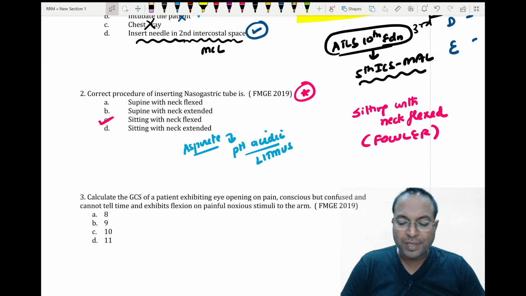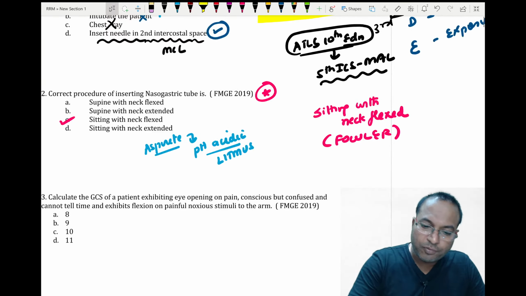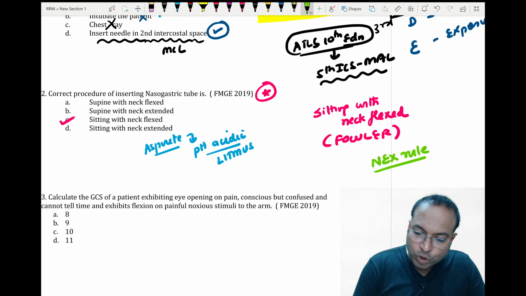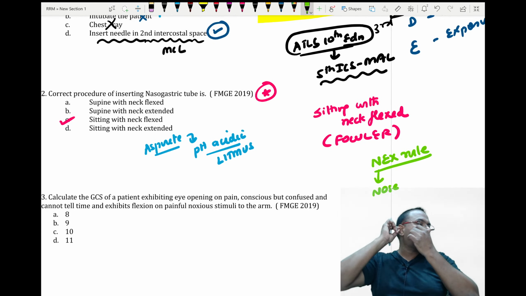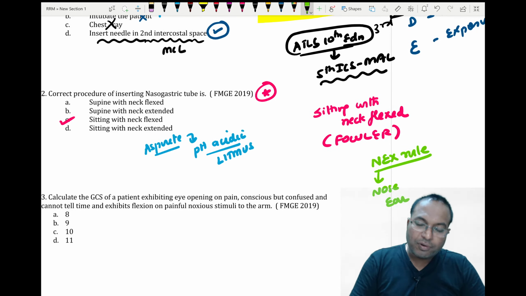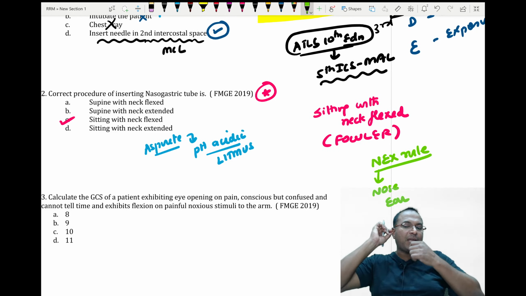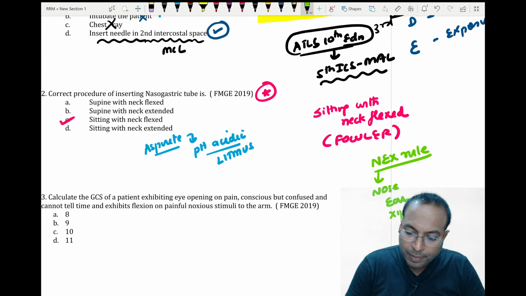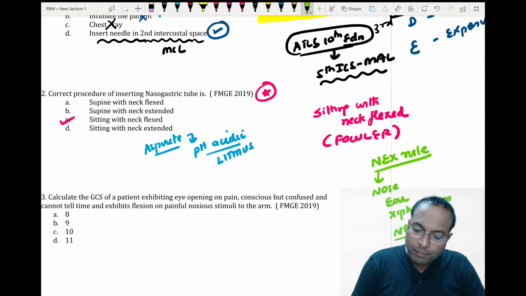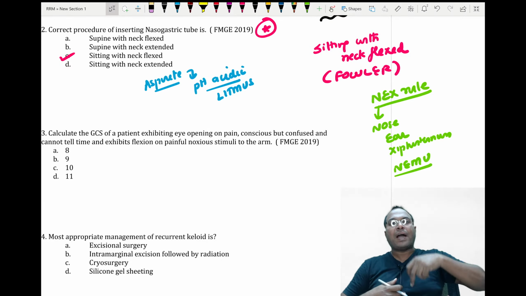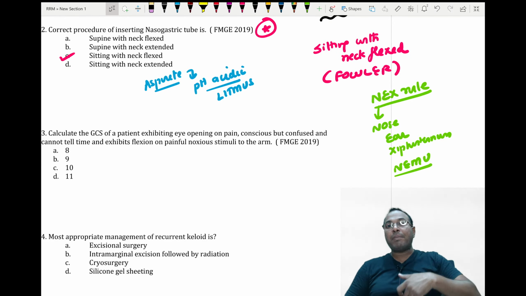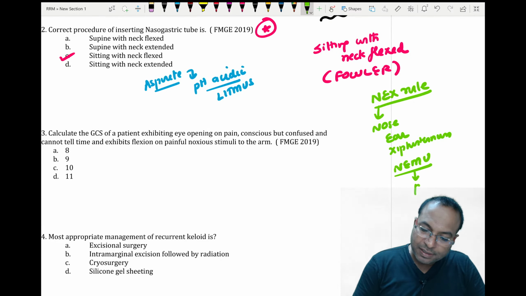How to insert a Ryle's tube: sitting with neck flexed, and I hope most of you know what is the NEX rule. The NEX rule: the ideal length of Ryle's tube is calculated by taking a tape from nose to ear, and from ear to xiphisternum, and making a measurement. That is the ideal length of Ryle's tube in adults. In children, it is the NEMO rule. Nemo means nose, ear, midpoint between umbilicus and xiphisternum. The midpoint between umbilicus and xiphisternum is for pediatric cases.